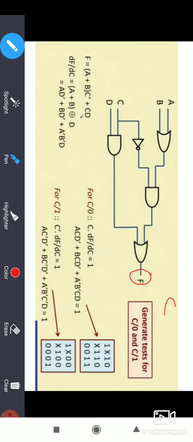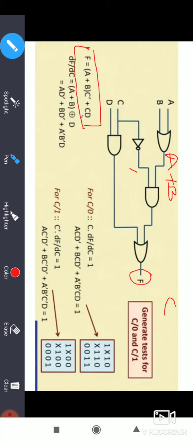Here function f, by using Boolean laws from the logic gates, we can write f equal to (a plus b) into c bar plus cd.